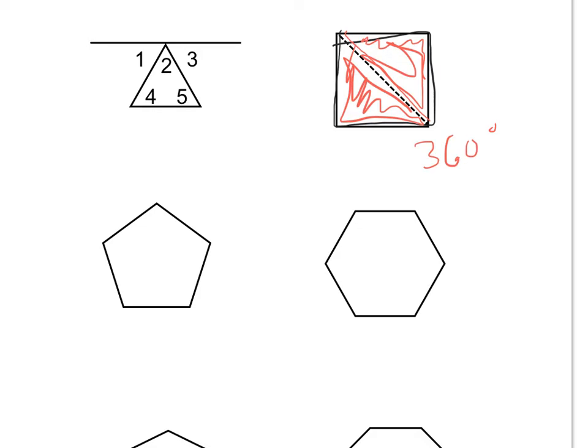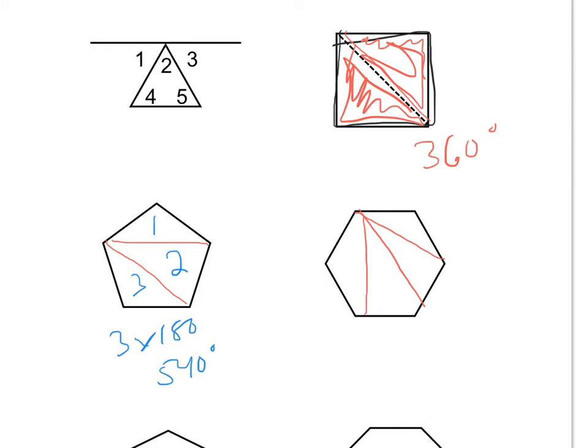In a pentagon, I can draw two diagonals, 1 and 2. You can now see that I have 1, 2, 3 triangles. So 3 times 180 is equal to 540. There are 540 degrees in a pentagon. If I take a hexagon, I can draw, going back to red, 1, 2, 3 diagonals. That gives me 1, 2, 3, 4 triangles. 4 times 180 is equal to 720. There are 720 degrees in a hexagon.